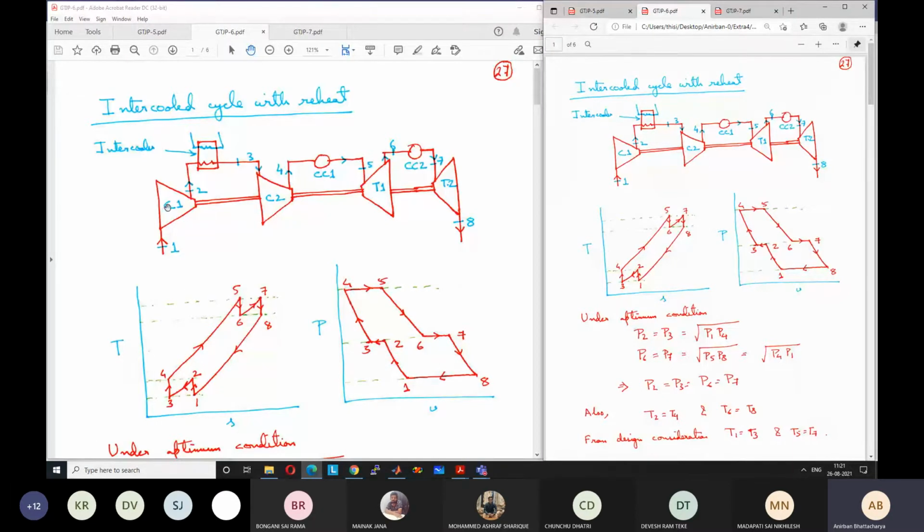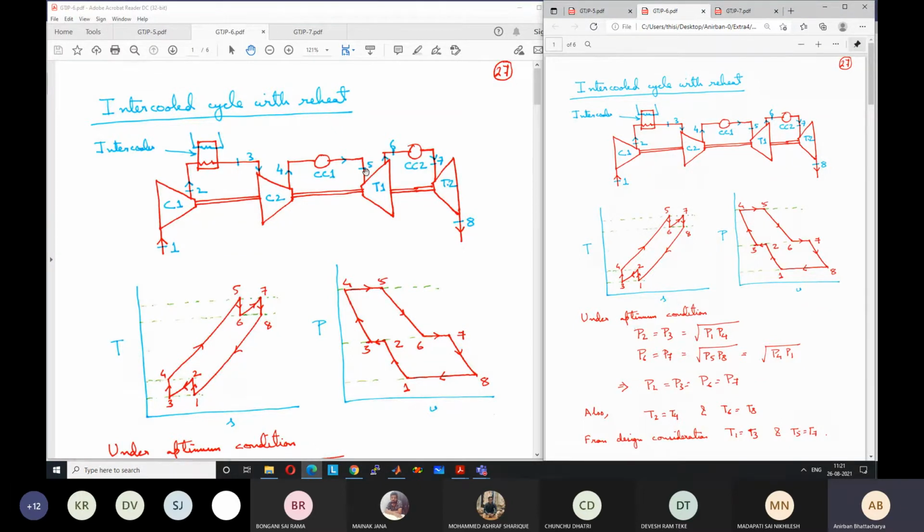So 1 to 2 is the isentropic compression in the first compressor. 2 to 3 is the heat removal in the intercooler. 3 to 4 is the isentropic compression in the second compressor. 4 to 5 is the heat addition in the combustion chamber. So up to this point, it is similar to the intercooled cycle.